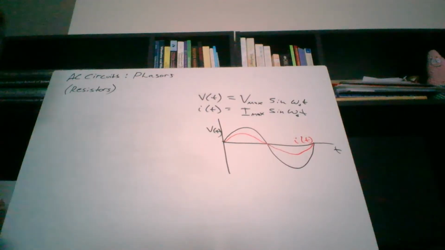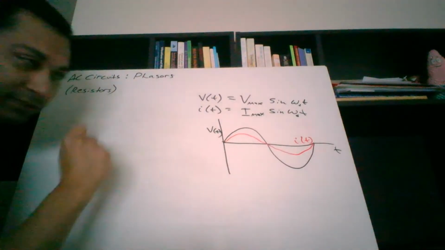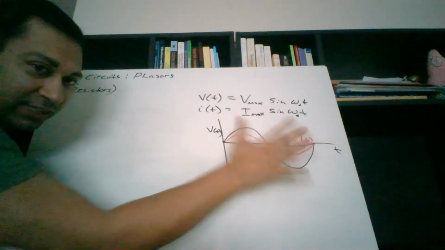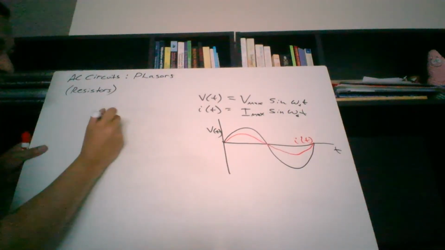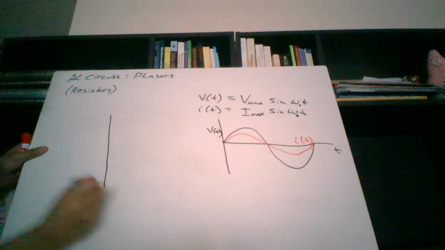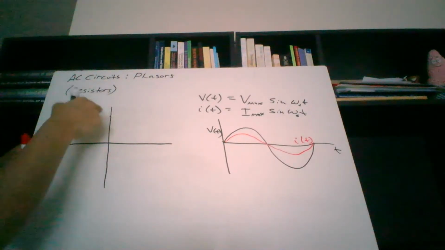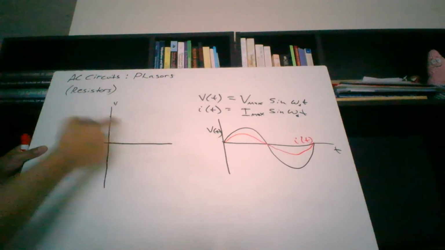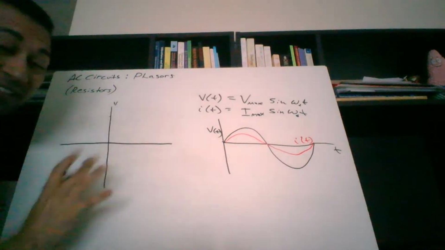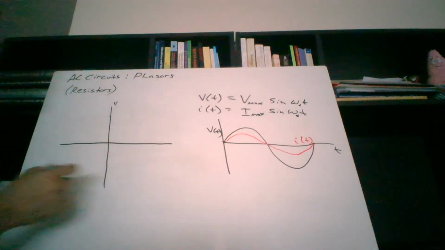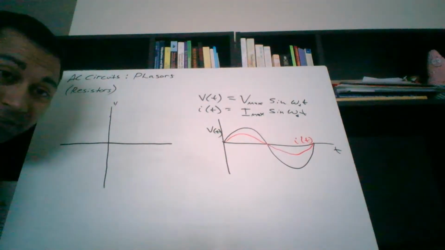Good. And now I'm going to show you the so-called phasor diagram. A phasor diagram is another representation of this diagram right here, of this graph. So in a phasor diagram, we have the y-axis, which is going to be the important axis. That's the only axis we really care about. The x-axis doesn't really matter. And what we're going to do is represent the voltage and the current as vectors.